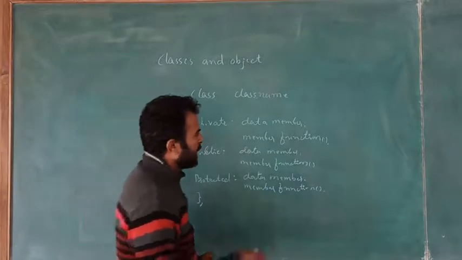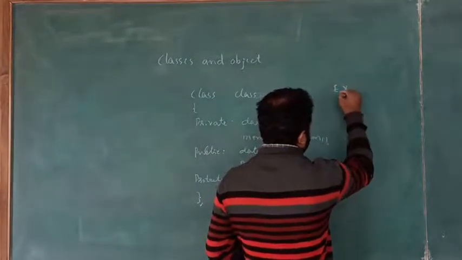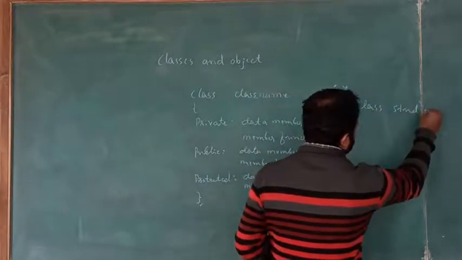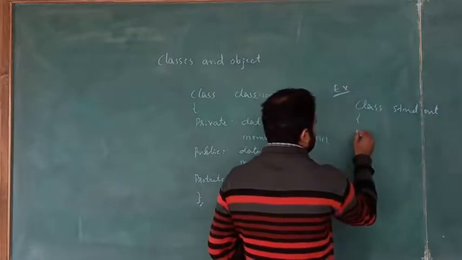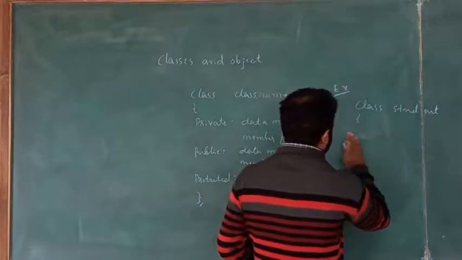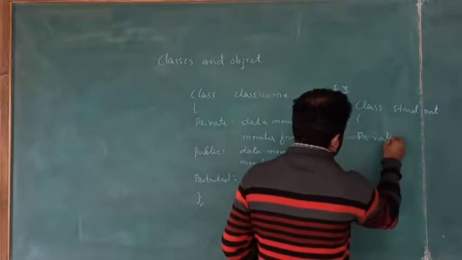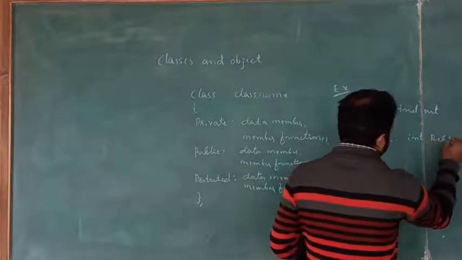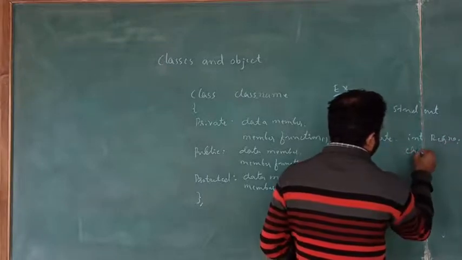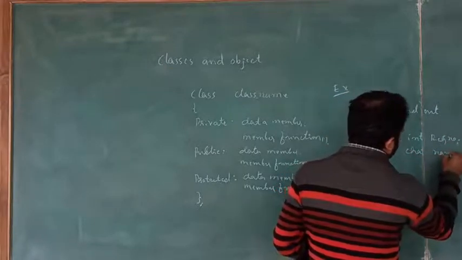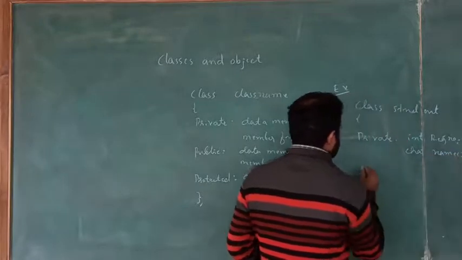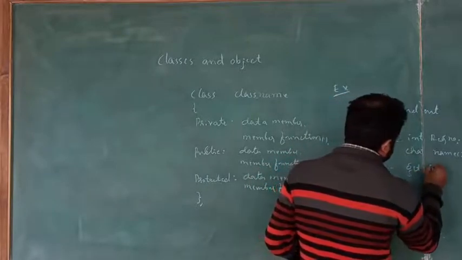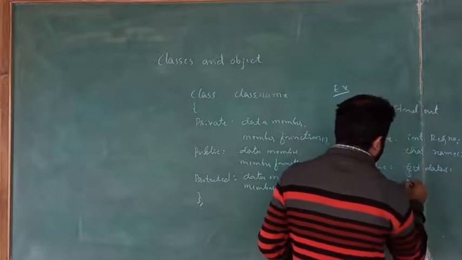So the example: class student, private: int register number, char name; public: get data, put data.